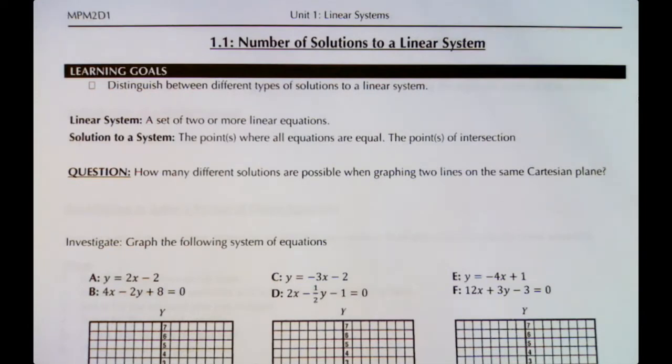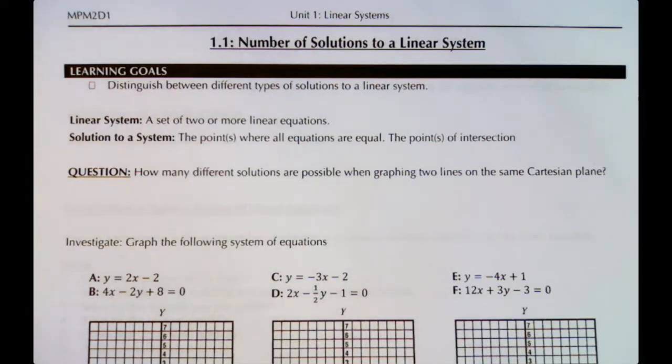So if you ever see the wording, find the solution to the linear system, it's asking you to find the point of intersection. And we've done this already in our review unit by graphing. We graph both lines and look for where they cross. This lesson is not about how to graph lines. We covered that already. This lesson is about all the different ways that lines can interact on the Cartesian plane and form solutions. So the question I want you to think about before we get started here is, how many different solutions do you think are possible when you graph two lines on the same Cartesian plane?